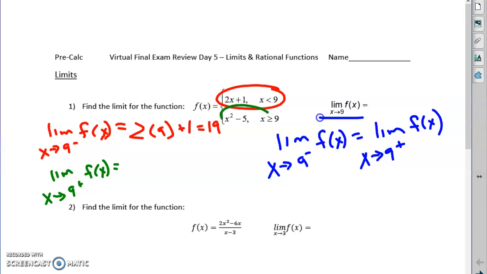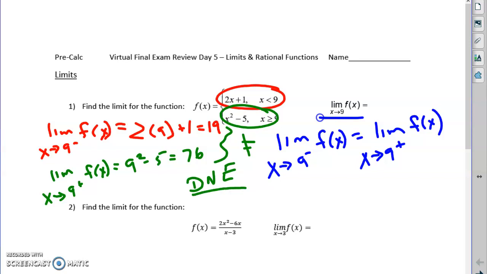Right of 9, that would be that one. 9 squared minus 5. 81 minus 5 is 76. They do not equal. Therefore, what's true? The limit does not exist. What do we got? Jump discontinuity. There's a gap in the graph.